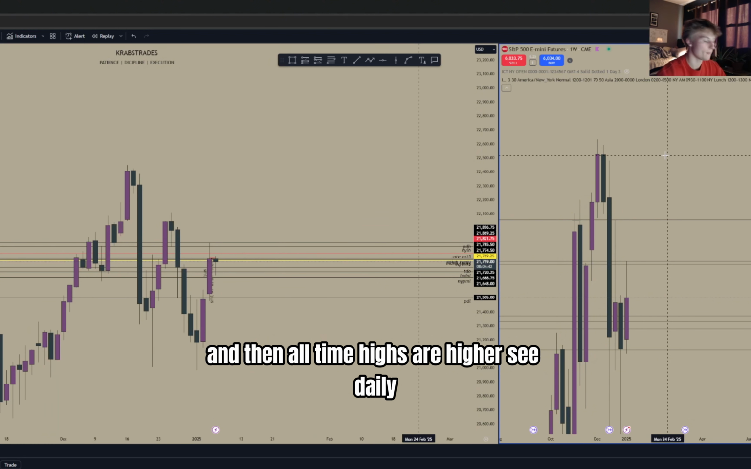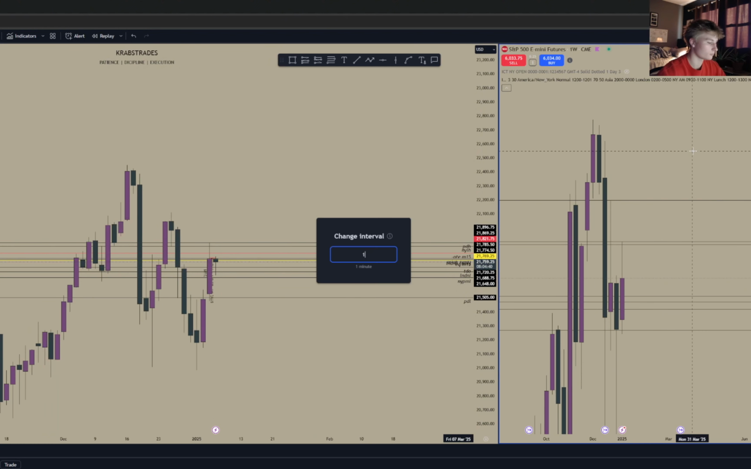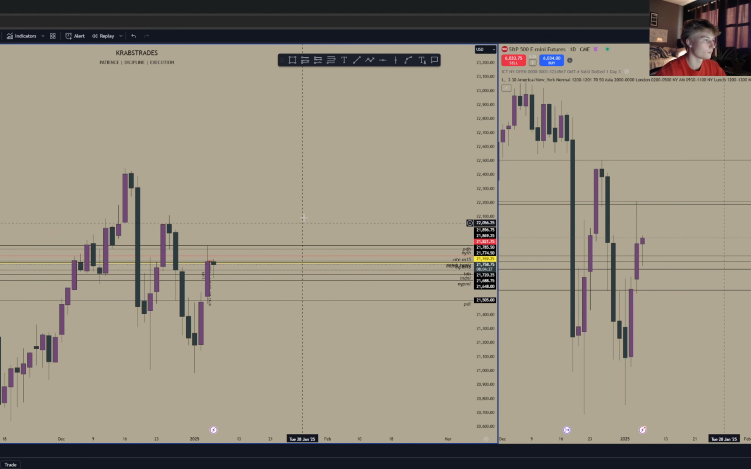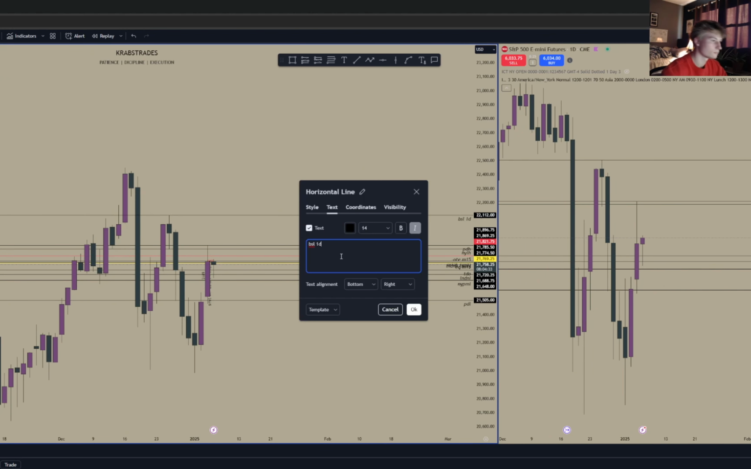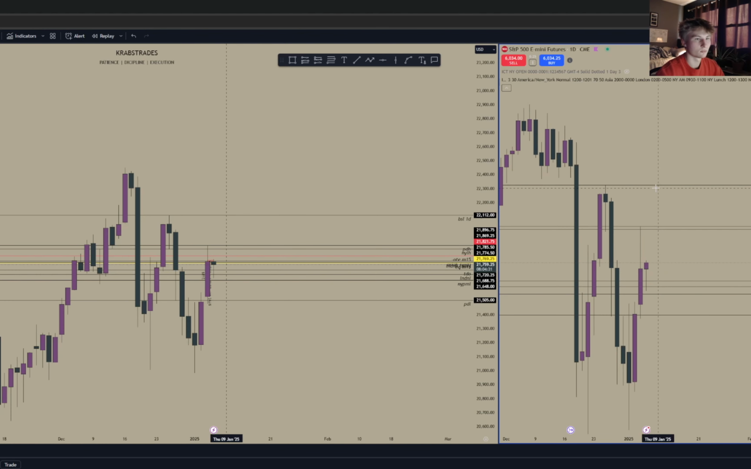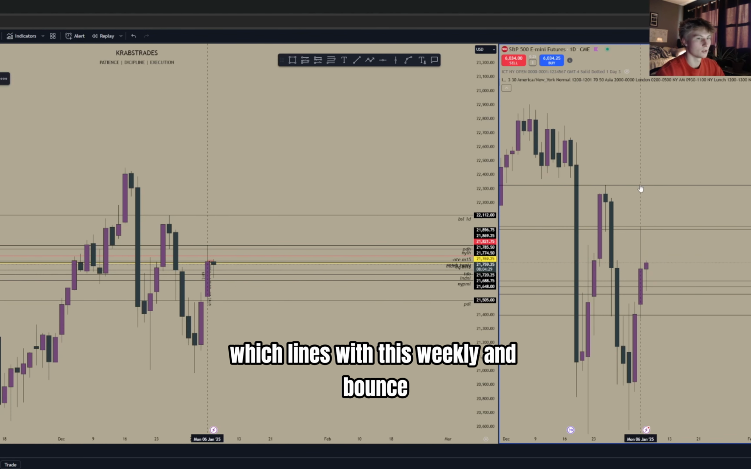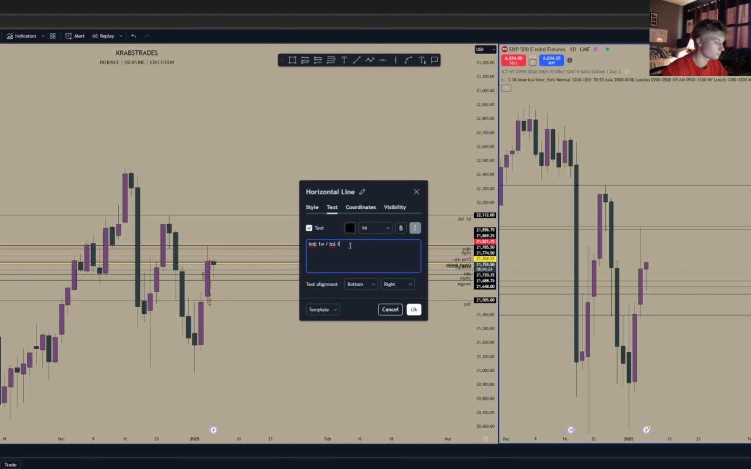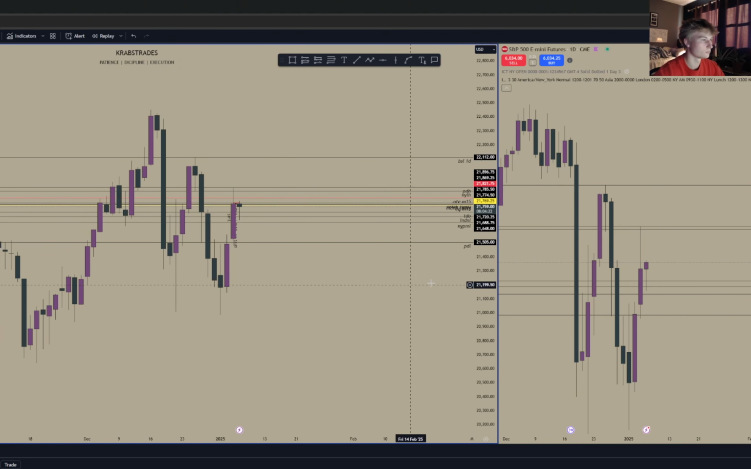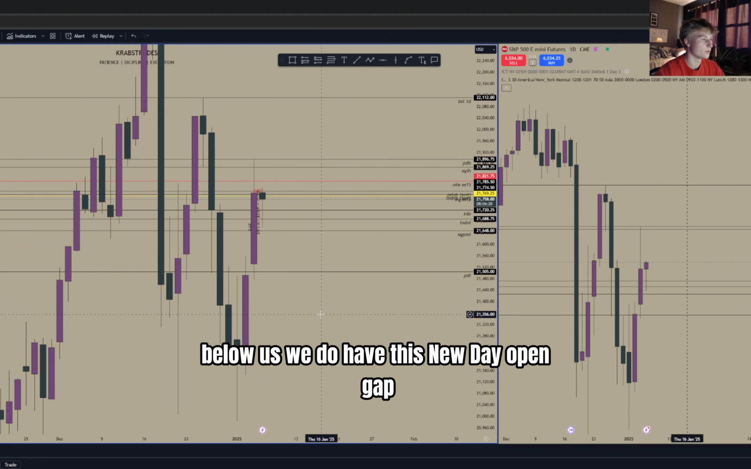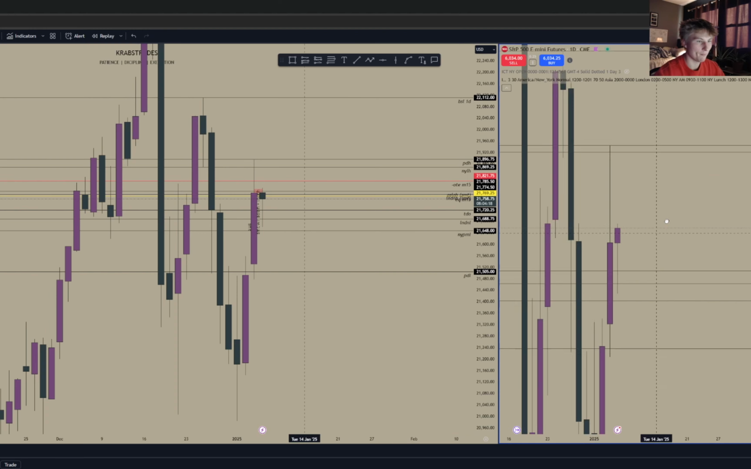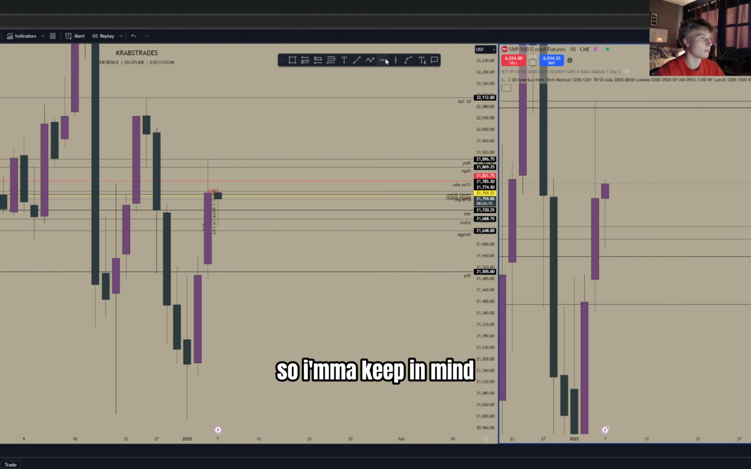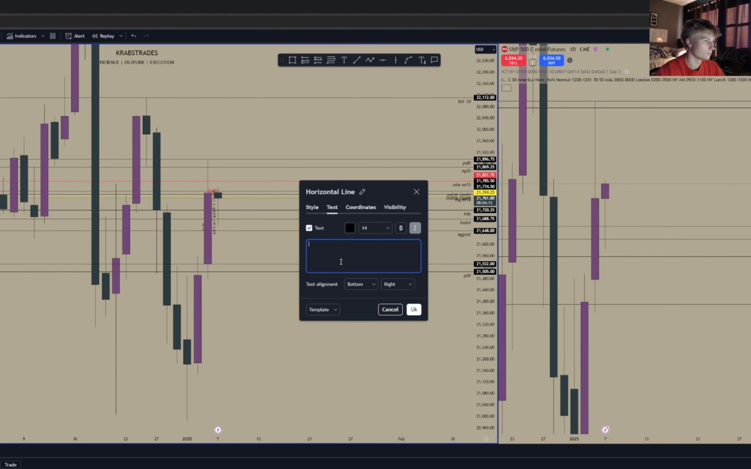Let's see daily. I have this daily buy side, which aligns with this weekly imbalance. Below us, we do have this new day open gap, which I'm gonna keep in mind. Right there.